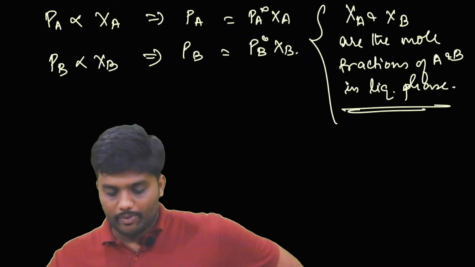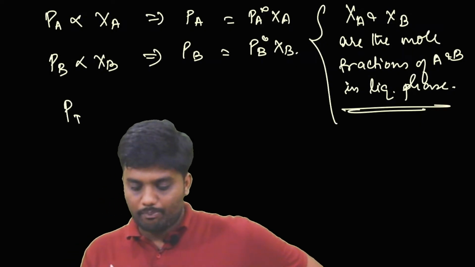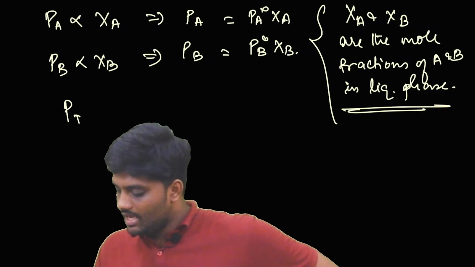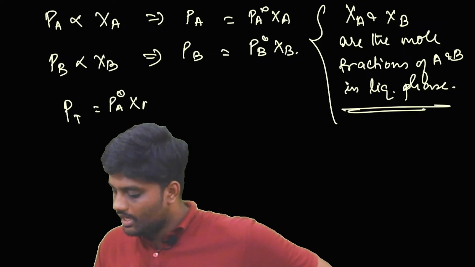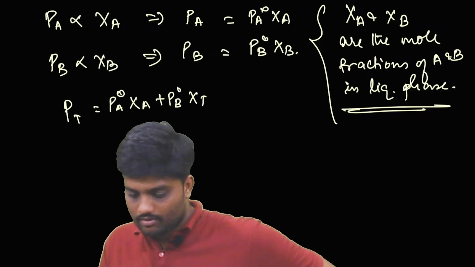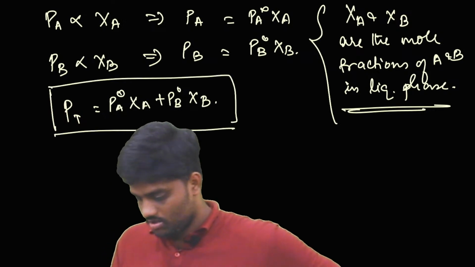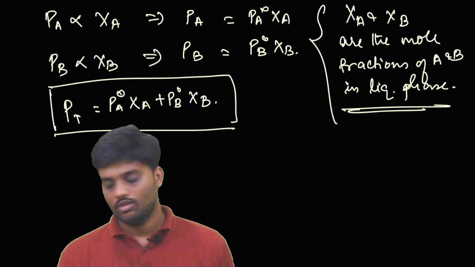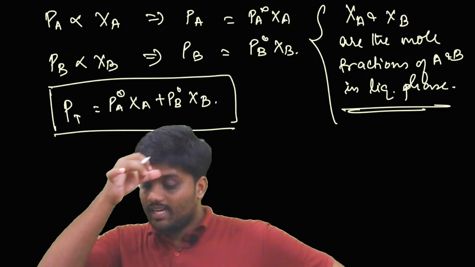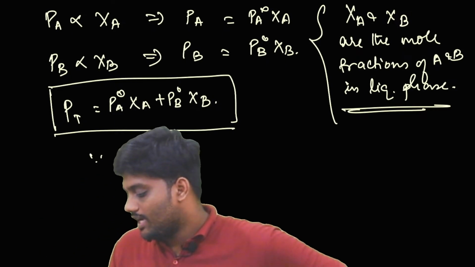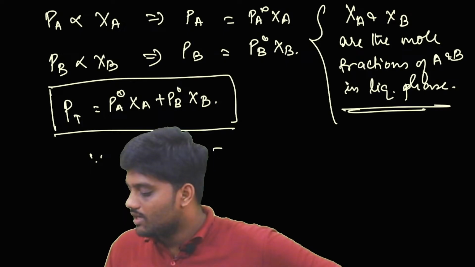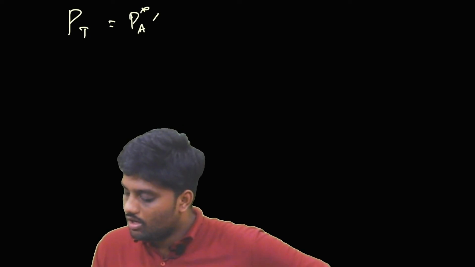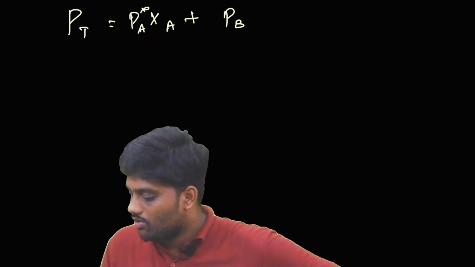If I want the total vapor pressure, I am adding PA plus PB. PA is equal to PA naught psi A plus PB naught psi B. Right or wrong? That is right only. Since I know that the mole fraction in the solution, that is solute plus solvent, is equal to 1, total pressure will be equal to PA naught psi A plus PB naught psi B.